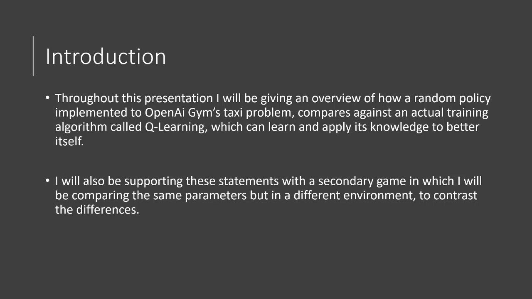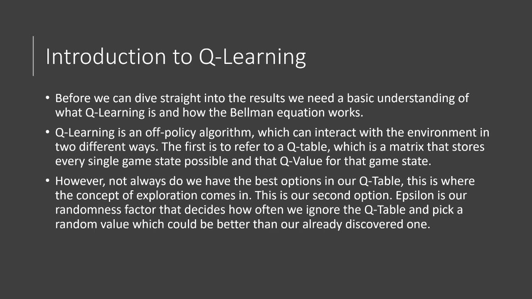I'll also be supporting these statements with a secondary game, in which I'll be comparing the same parameters and the same algorithms, but in a different environment to contrast the difference. So in the secondary game, I will be comparing a randomness algorithm as well as the Q-learning algorithm, the same two algorithms as the first game, and just comparing how they differ across two separate games. An introduction to Q-learning.